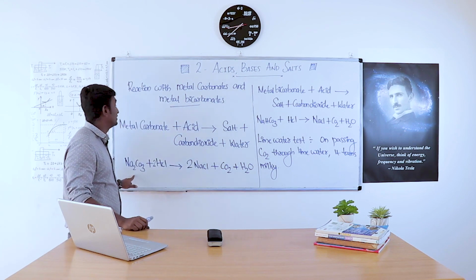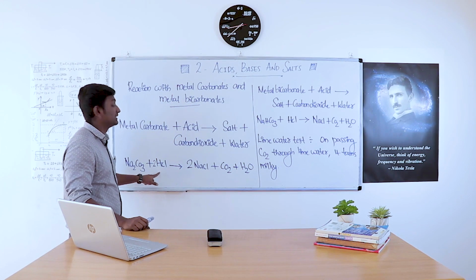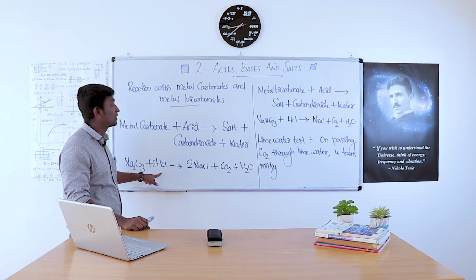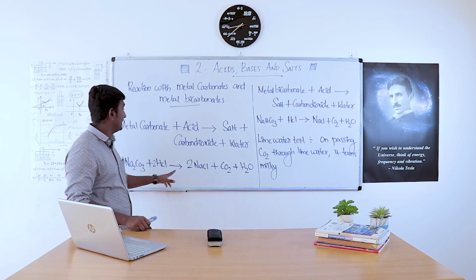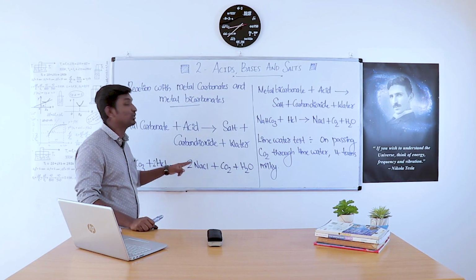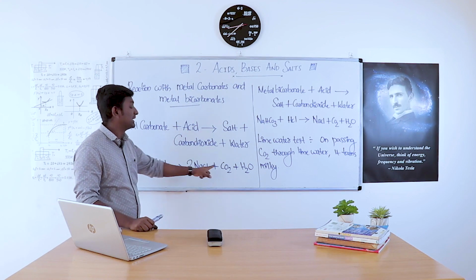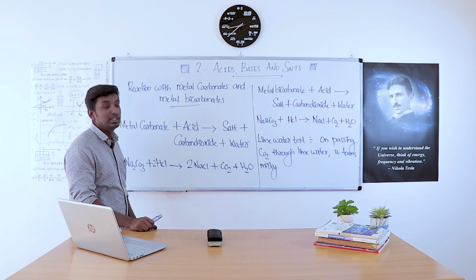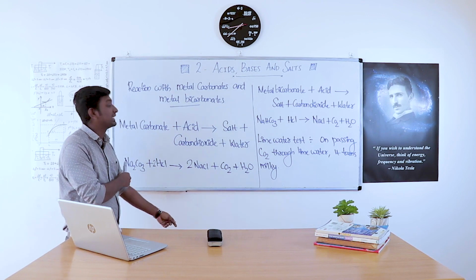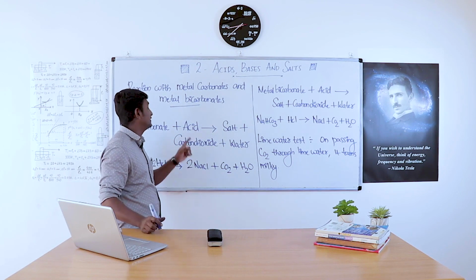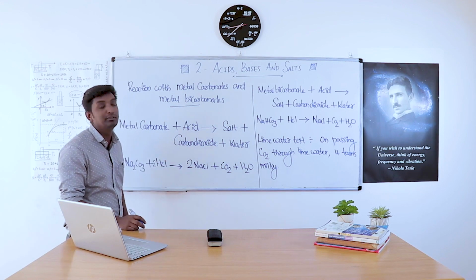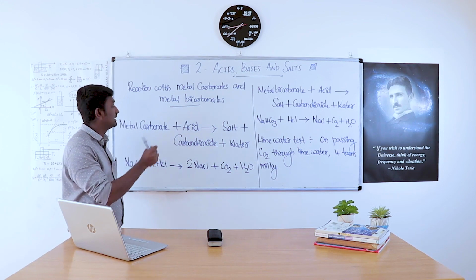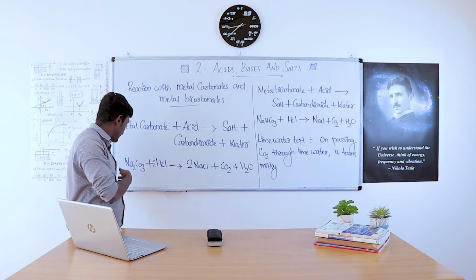So what is Na2CO3? It is sodium carbonate, a metal carbonate, plus 2HCl. HCl means hydrochloric acid, which is an acid. It gives 2NaCl. NaCl is sodium chloride, which is a salt, plus CO2, carbon dioxide, plus H2O, water. So we can say that when a metal carbonate reacts with an acid, it gives salt, carbon dioxide and water.